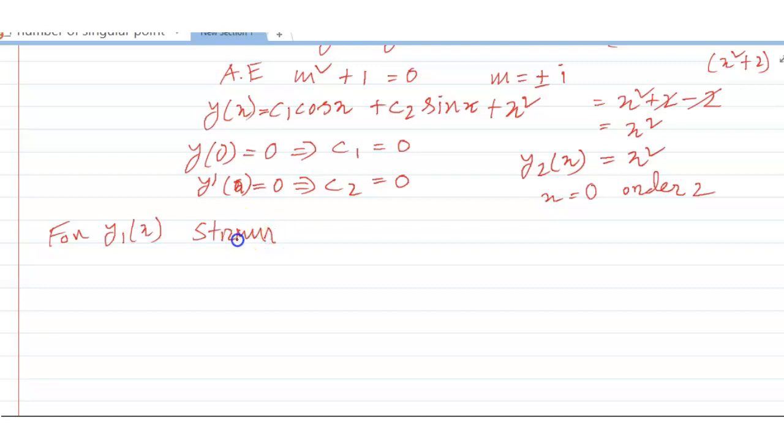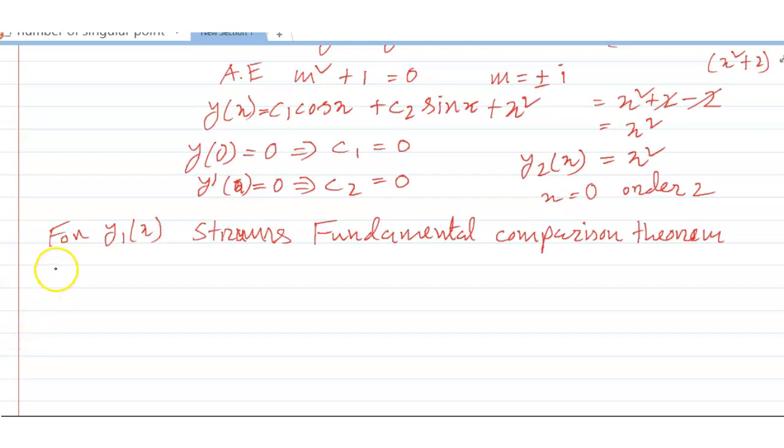For y1(x), I write Sturm's fundamental comparison theorem. That is the formula I use. Sturm fundamental comparison theorem.